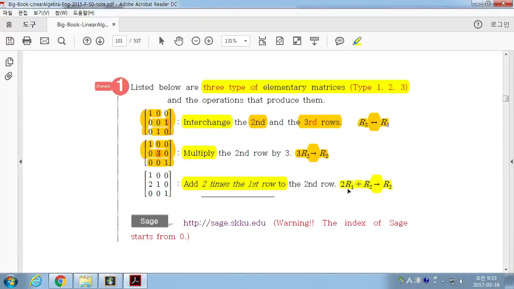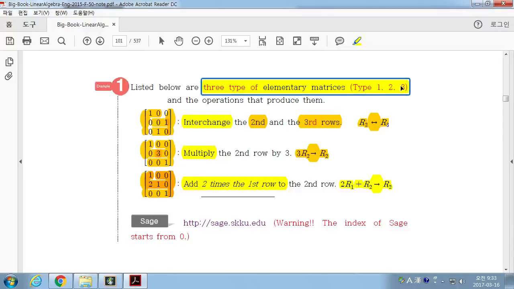If you multiply 2 on the first row and add it to the second row and replace the second row with it, then this type of matrix, this triangular matrix, is called the third type elementary matrix. So for each type of elementary row operation, you can find a corresponding elementary matrix of the proper size.